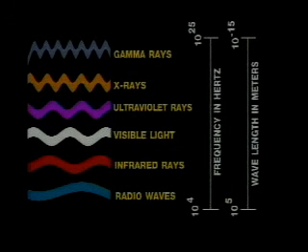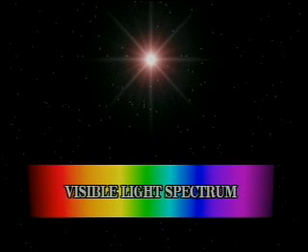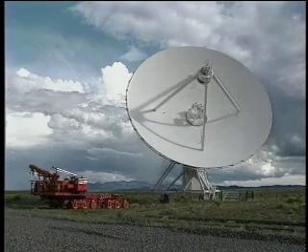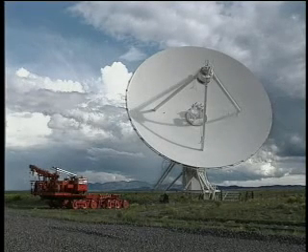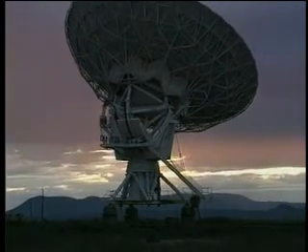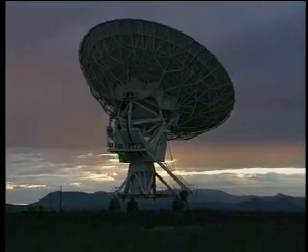The entire electromagnetic spectrum contains a broad range of waves of different wavelengths and frequencies. Visible light is only a small part of the electromagnetic spectrum. Our eyes are special receivers, sensitive to the visible light portion of the electromagnetic spectrum, while this radio telescope dish in New Mexico, pointed deep into the universe, is sensitive to the radio wave portion of the electromagnetic spectrum.